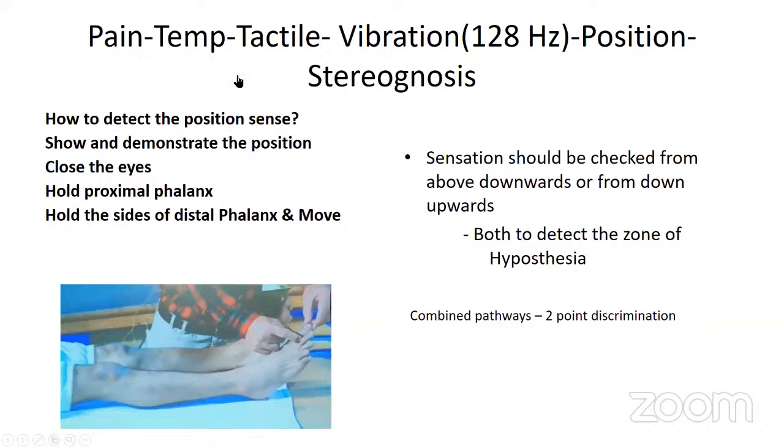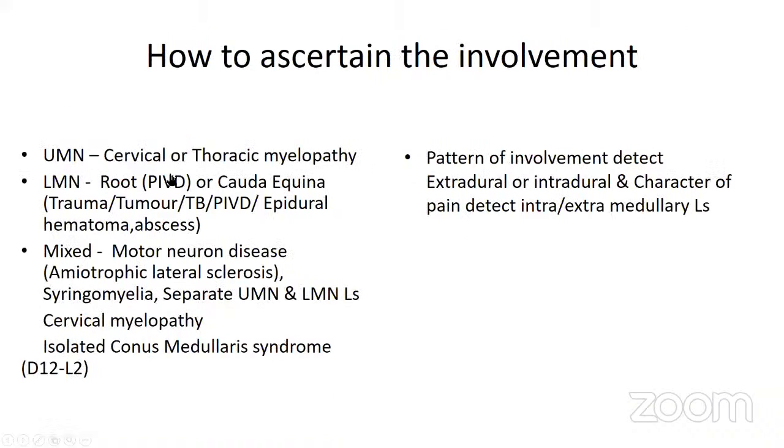Now, how to assign the involvement? See, is it the upper motor neuron type? It may be due to cervical and thoracic myelopathy. If it is a lower motor neuron type, it may be root involvement or the cauda equina. In root involvement, the most common cause is PIVD, prolapsed intervertebral disc. For the cauda equina too, the most common is again a prolapsed intervertebral disc. But the other causes are trauma, tumor, tuberculosis. Always remember the TTT: trauma, tumor, tuberculosis. This is also the most important cause of extradural compression. Epidural hematoma and abscess are also other causes.